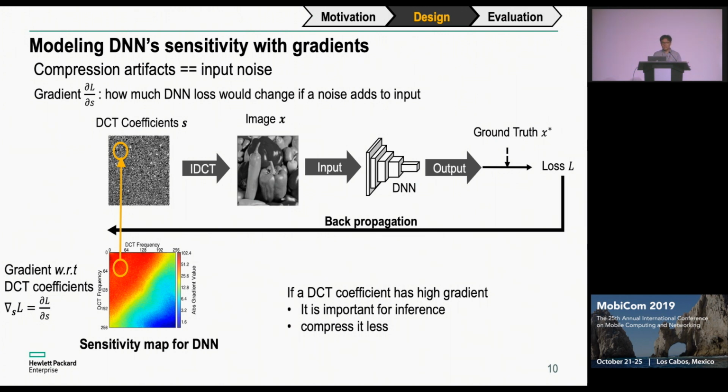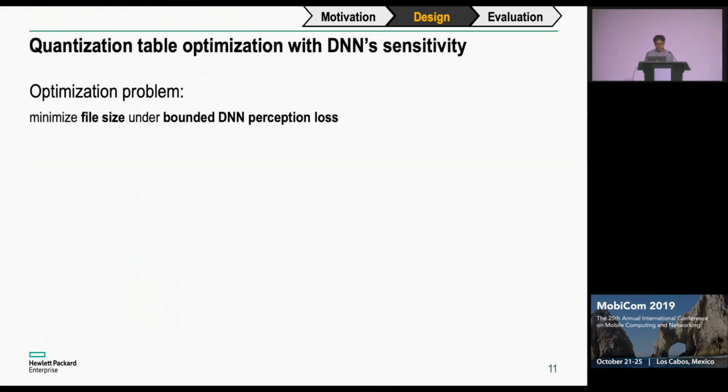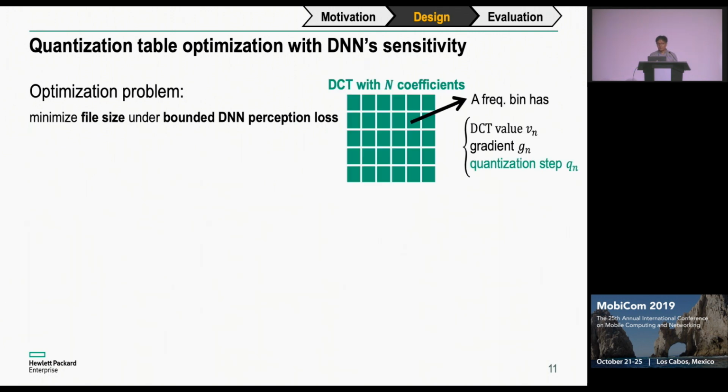Intuitively, if a DCT coefficient has a high gradient, it is considered an important component for the inference, and then we compress it less. So now, given the perceptual sensitivity map, how can we actually generate a quantization table for the DNN? In quantization-based compression, an input image can be represented as n-point DCT coefficients, as shown in this green matrix shape.